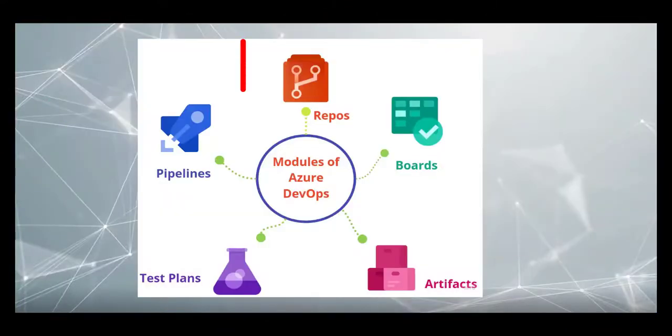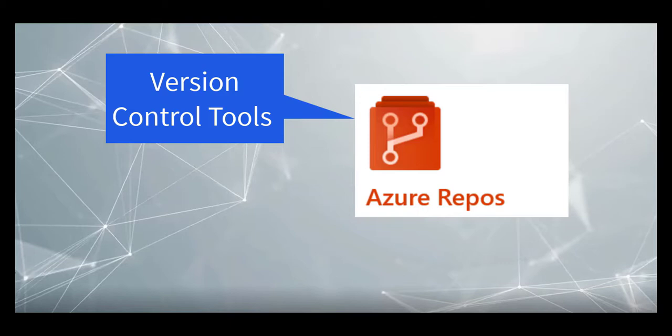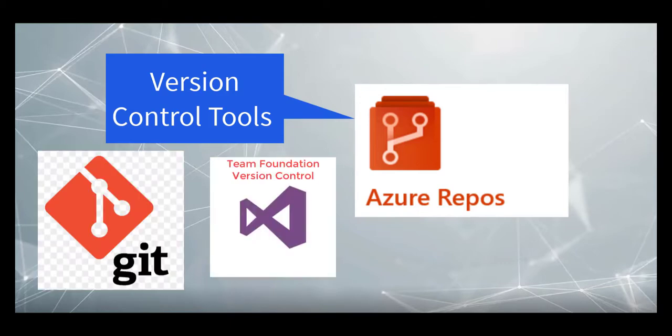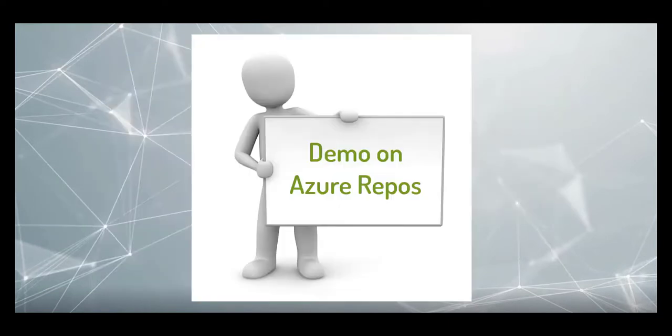Azure Repos is one of the modules in Azure DevOps which is similar to GitHub, and it is a collection of version control tools such as Git and TFVC, which stands for Team Foundation Version Control, for managing your code. Then we'll discuss the demo on Azure Repos.